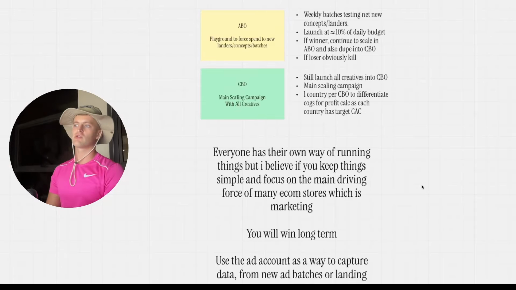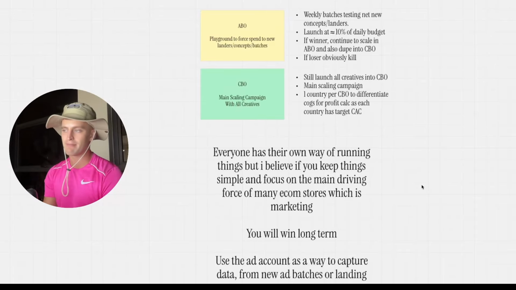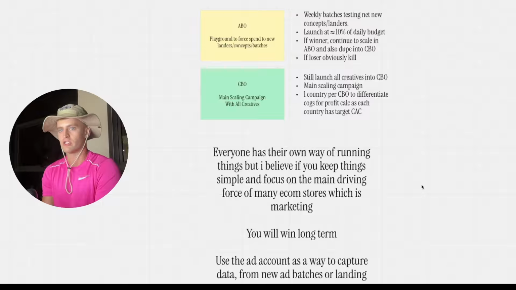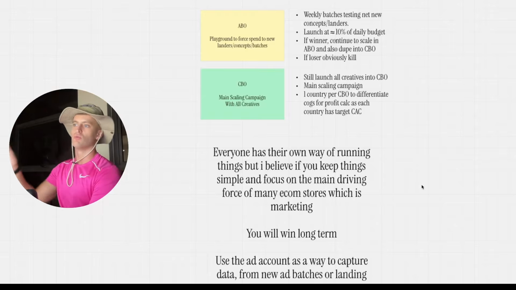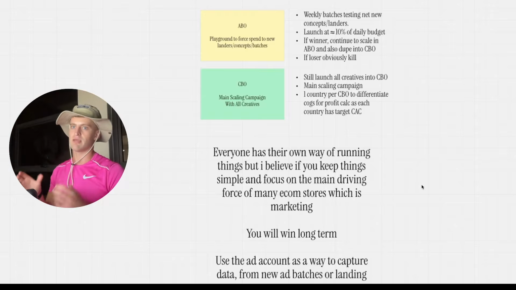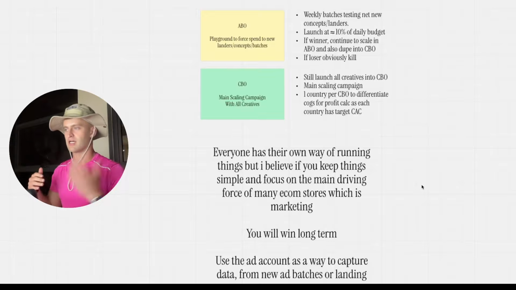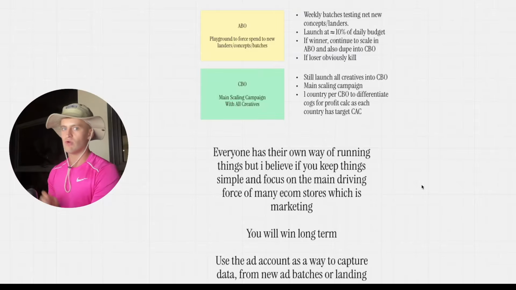And everyone is going to have their own way of running things, but in my opinion, I like to keep things as simple as possible and focus on the main driving force of my ecom store, which is in most cases going to be the creative, driving down COGS on the product, or trying to increase LTV. If I could do one of those things, that's going to bring me more leverage than trying to spend more time on the ad account uploading or duplicating campaigns and doing all this sort of stuff. Those three things are going to bring you way more revenue and profit over the long term if you could focus on them.